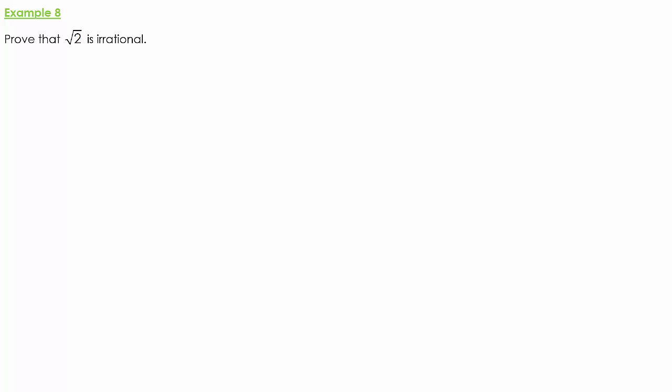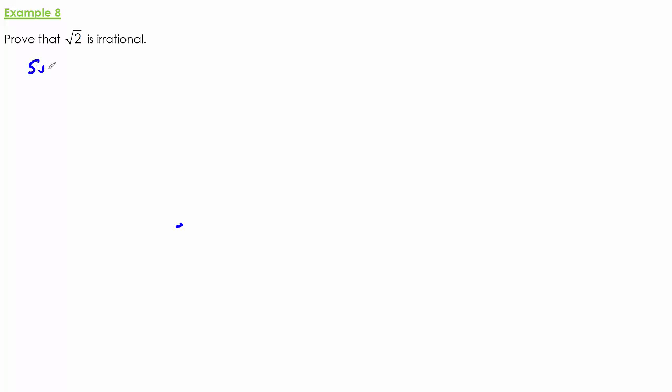So we've got a couple of my favourite proofs coming up over the next couple of examples. First one is prove that root 2 is irrational. And this is done by contradiction. So what we're going to do first is assume that root 2 is rational and then show that can't be the case.